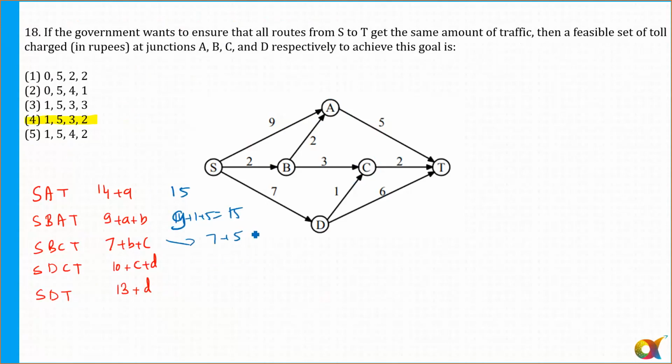Third, 7, B is equal to 5 and C is equal to 3. So that is also 15. 10 plus C plus D, that is 10 plus C plus 2. That is also equal to 15. And 13 plus D, that is 13 plus 2, which is equal to 15. That's right. That is the answer.